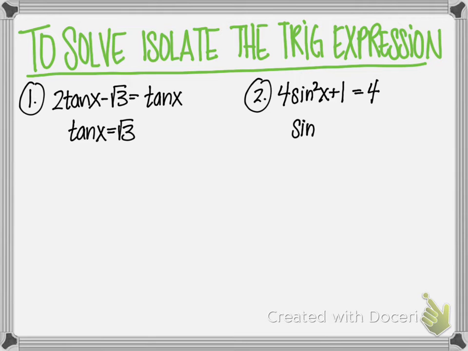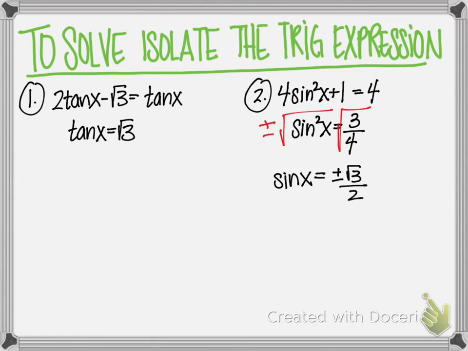For the other one, we have a sine squared. I'm going to start just by isolating that guy. Sine squared x equals 3/4. And then I do have to take one more step and square root both sides to get sine alone. Don't forget, when we take a square root, we need our plus or minus. So my isolated answer here would be plus or minus root 3 over 2.